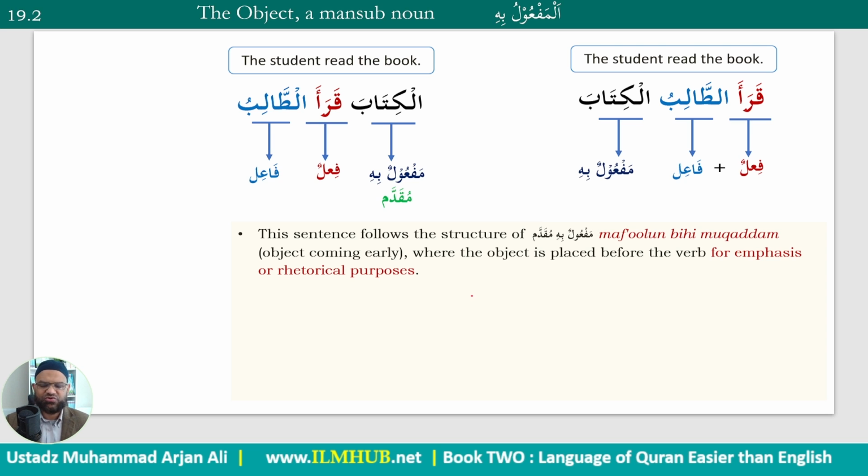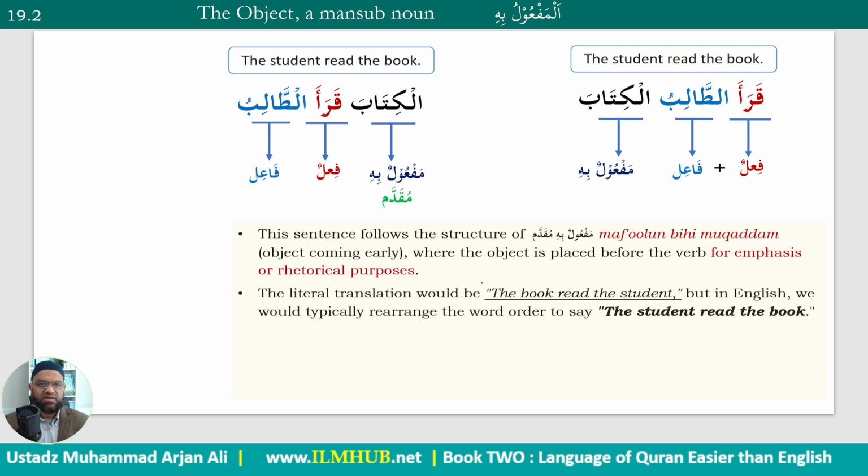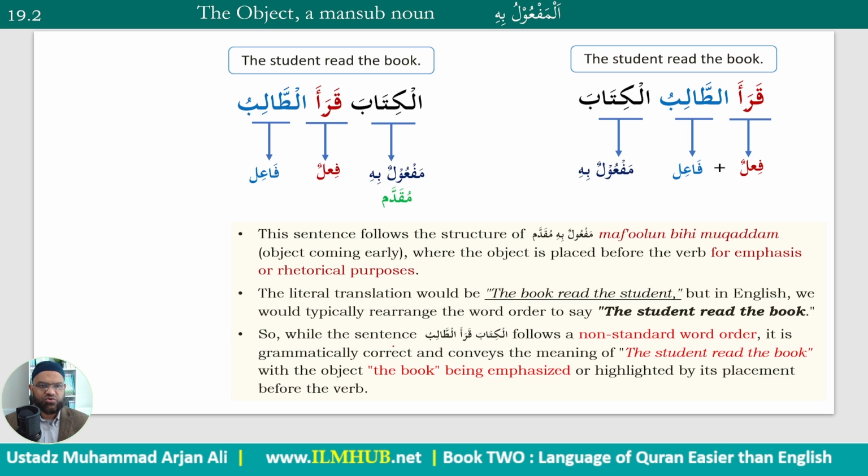And we got to book 2, we are on lesson number 4, but we are seeing now the nuanced difference between them. So literally in English translation it would be: the book read the student, if I put it in that word order, but that of course is not correct. So rather we should say: the student read the book. So while the sentence follows the non-standard word order, al-kitaba qara'a at-talibu, what is going on?